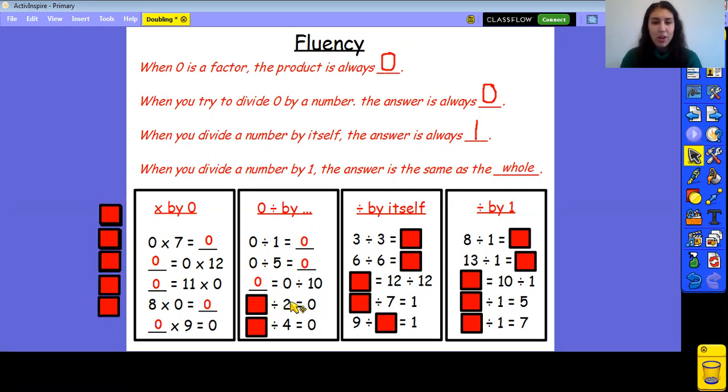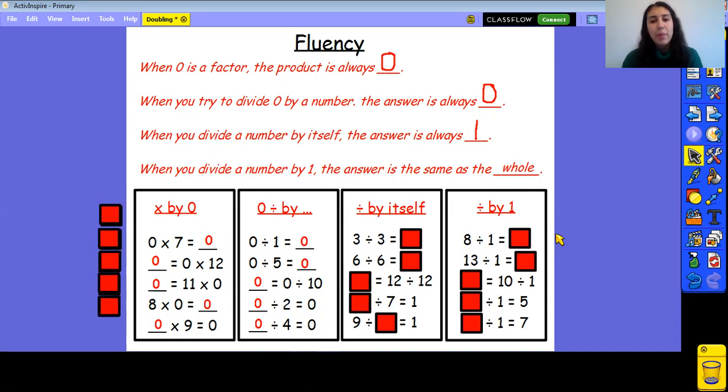Oh, this time it's not my answer that's missing, it's actually my whole that's missing. So something divided by 2 equals 0. Well, I know that if I'm going to get the answer 0, that's because I don't have anything to start with. So my whole must also be 0. Same for this one then, it's the whole that's missing. So my whole divided by 4 equals 0. Well, if I don't have anything, that's because I don't have anything to start with. So I'm starting with 0.